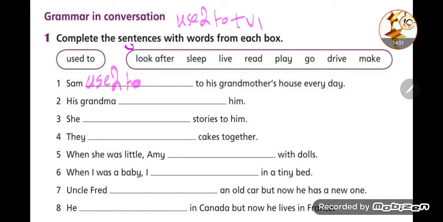Look after, what does it mean? To take care of. Sleep means to sleep. Live means to live. Read means to read. Play means to play an instrument, here not to play games. As a noun it means a theatre play, but here it means to play an instrument. Go, here it means to go. Drive means to drive. And make means to make. Let's start with number one.